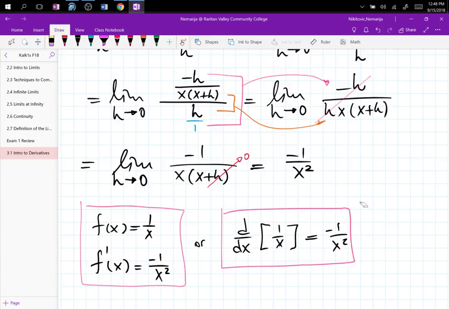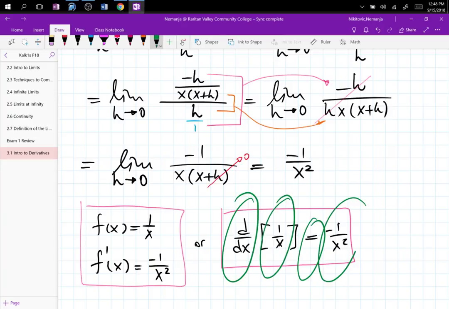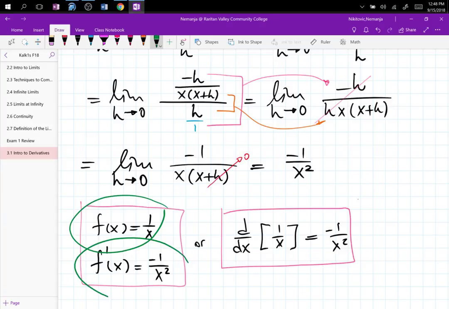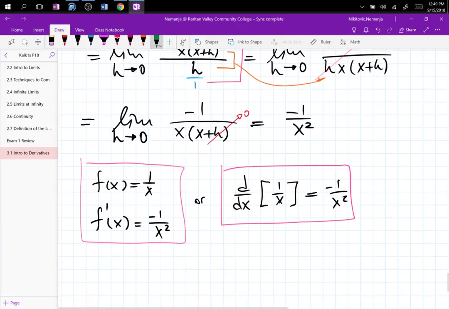One more time, the reason why I like Leibniz notation better is because I get to say the derivative of 1 over x is negative 1 over x squared in one sentence, and I get to write it in one mathematical sentence, which is one equation in one line. Alternatively, you would have to say, for the function 1 over x, the derivative is negative 1 over x squared. More lines, more writing, more talking. Still, perfectly valid and 100 percent correct.